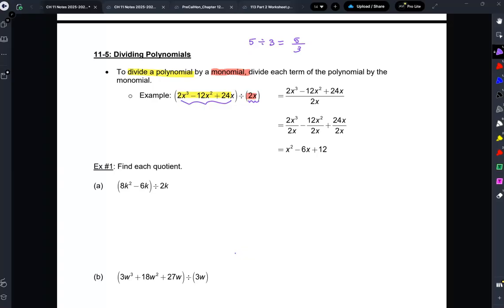So now take a look at what we have. I have 3 terms here, 1 term here, right?